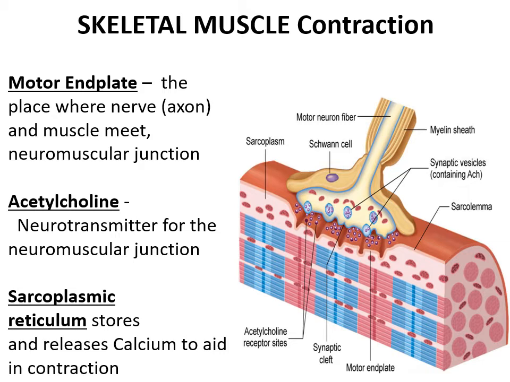Okay, so you have your motor neuron coming in. You have the myelin sheath on the motor neuron. You have the synapse, which is between the motor neuron and the muscle. You have acetylcholine that's going to be released in the setting of an action potential coming down the motor neuron. Acetylcholine will then bind to acetylcholine receptors on the muscle, and that will lead to muscular contraction.